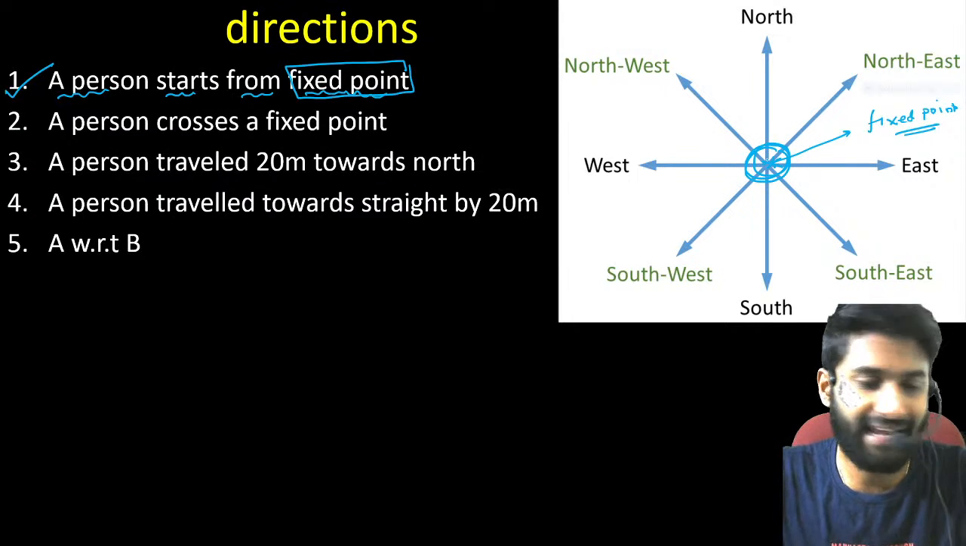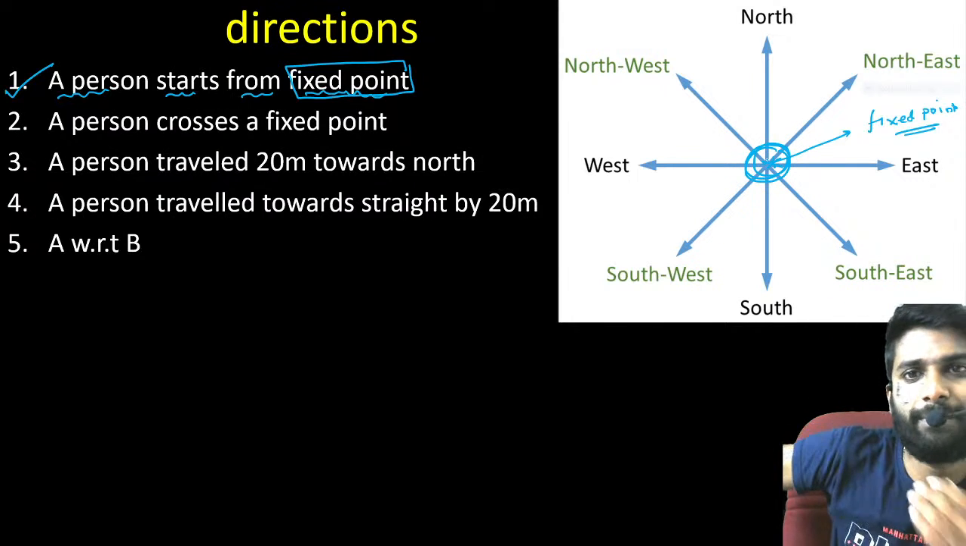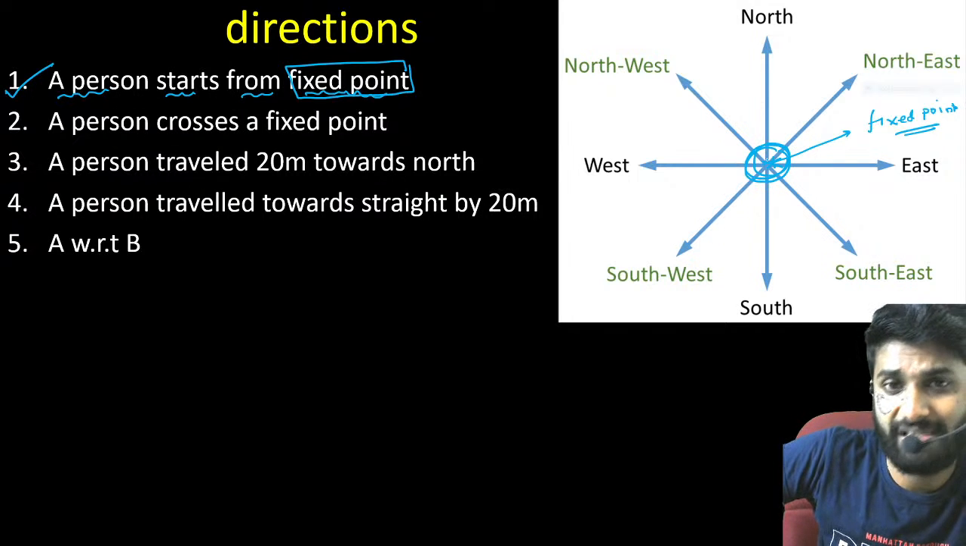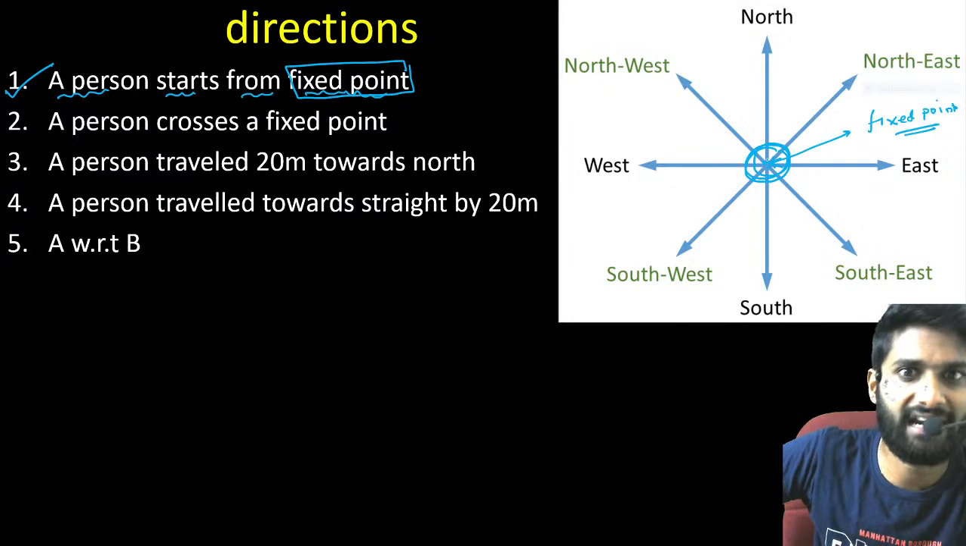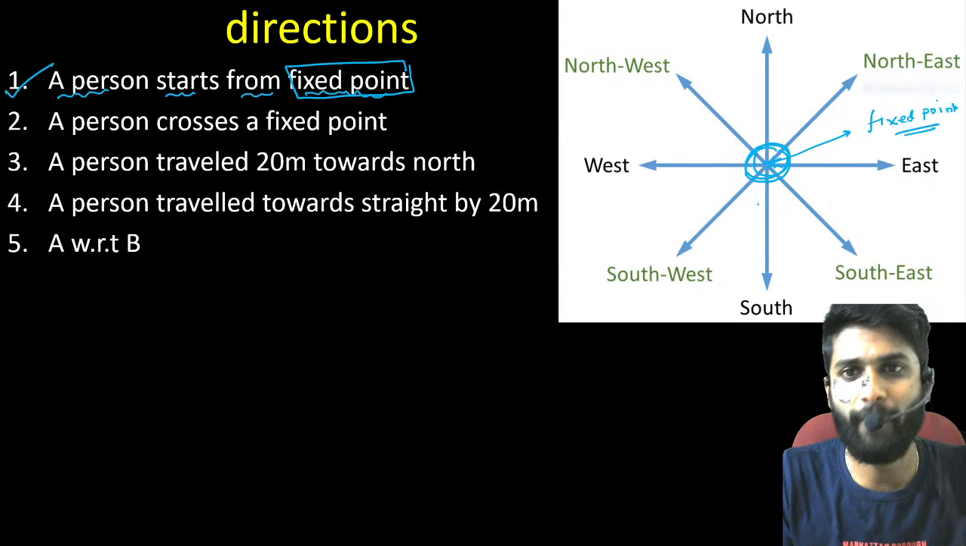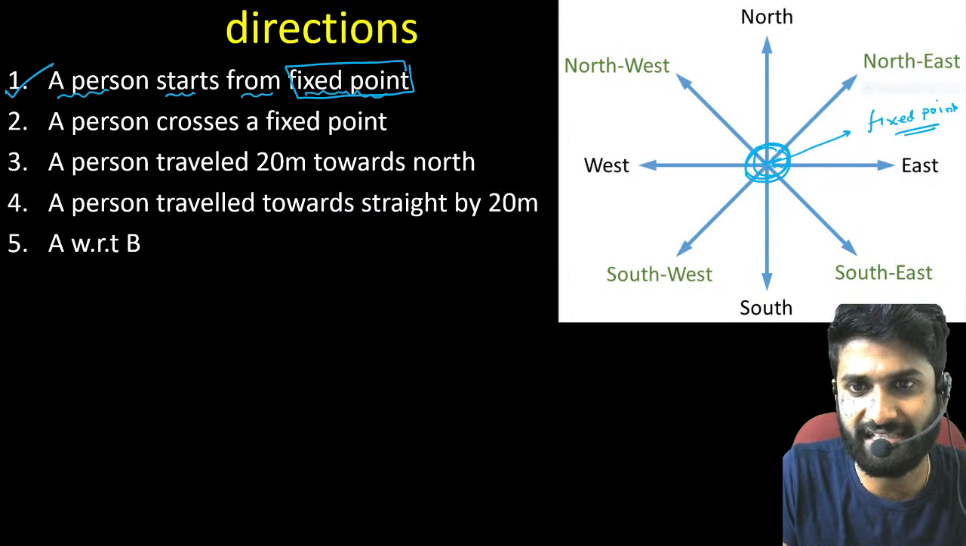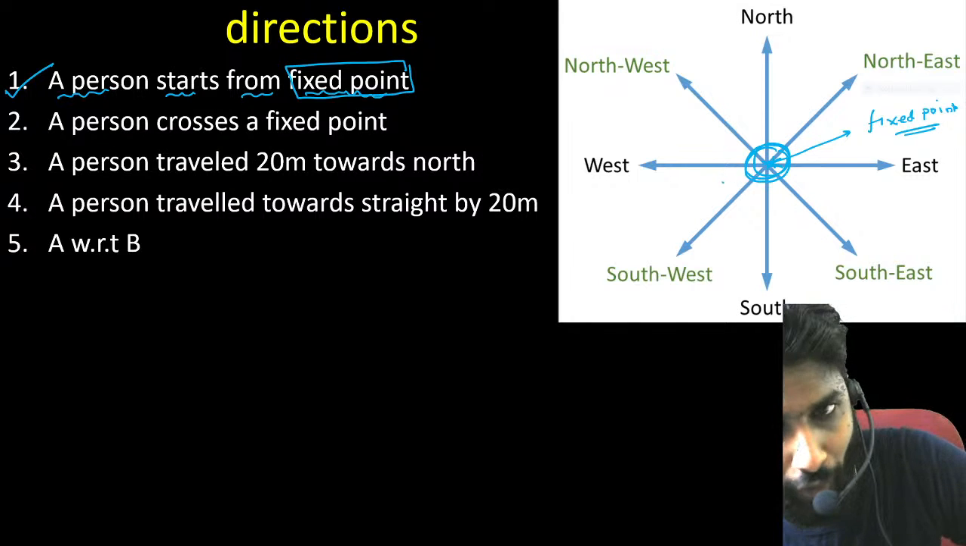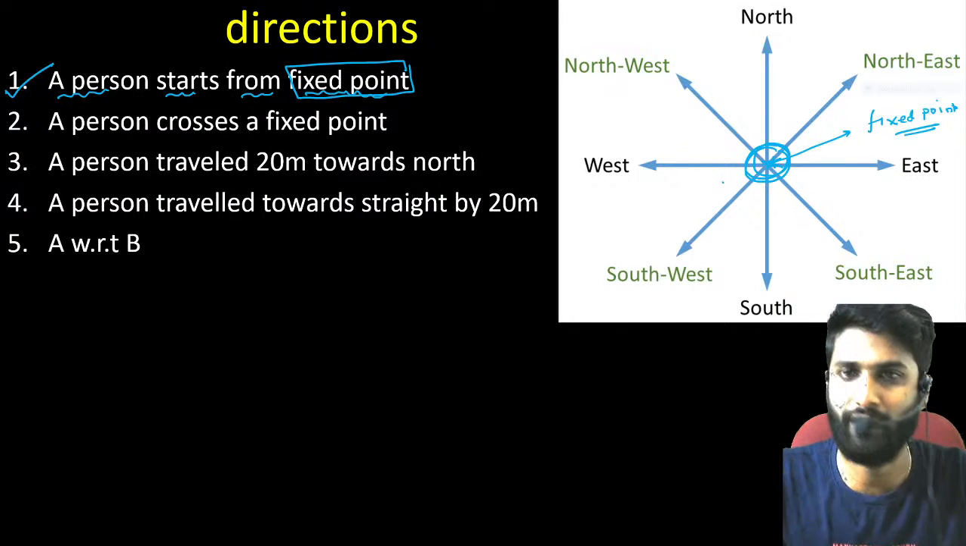You cannot consider any particular direction. Most of the students, when a person starts from a fixed point, consider one of the directions, like, sir, he starts at east, he starts at west, he starts at north. That is wrong, guys. Clear? If a person starts from a fixed point, consider the center zone of all the directions. The center zone of all the directions is defined as a fixed point.